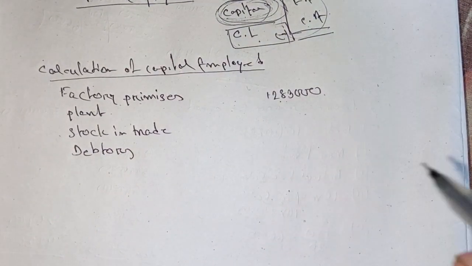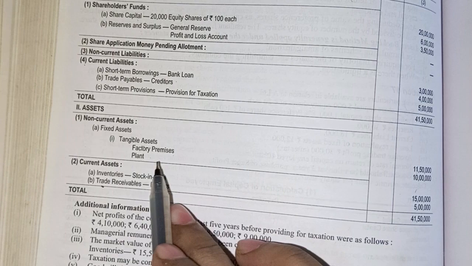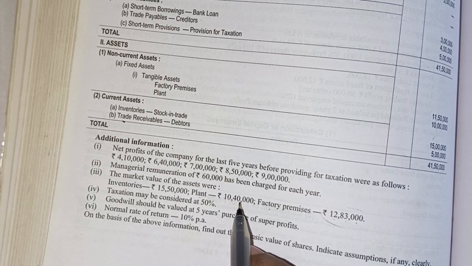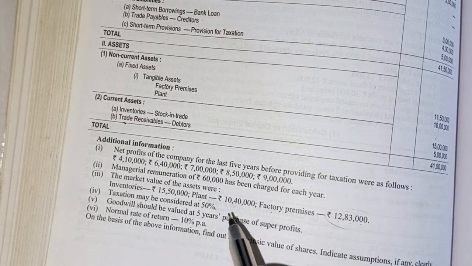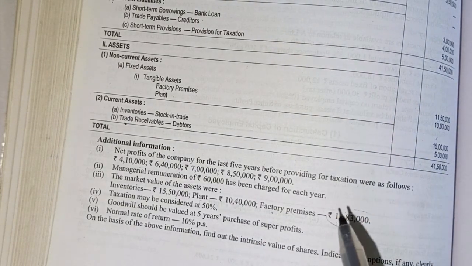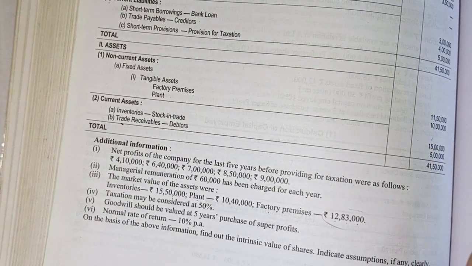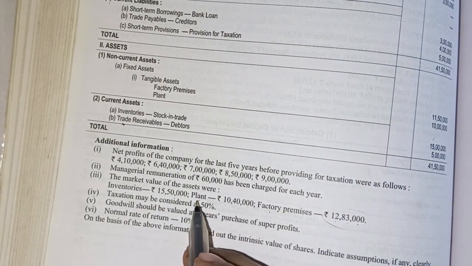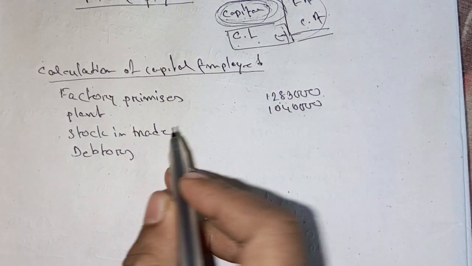That is 12 lakh 83,000. Now plant. Focus on the plant. How much is given? Plant is given 10 lakh, and here plant is given 10 lakh 40,000. It means the plant has increased by 40,000. So we will consider this value, not the other, because that value is my previous value, our old value. Now it is increased by 40,000, so we will follow this amount, 10 lakh 40,000. So plant is 10 lakh 40,000.